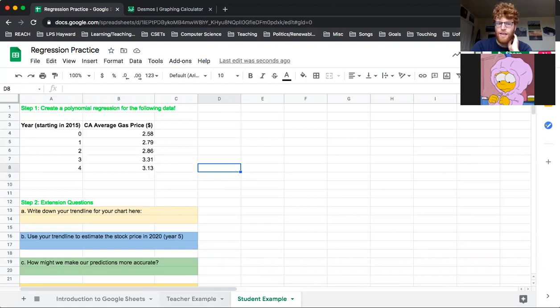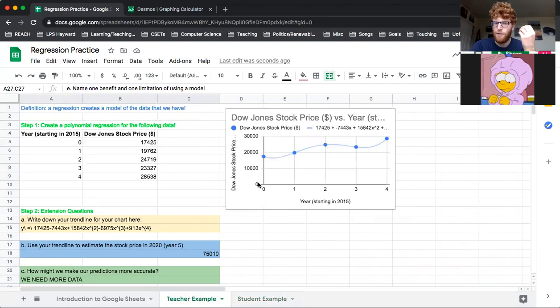And remember, these are important questions to be thinking about. How can we use data? How can we use Google Sheets to make our lives easier? And what are the limitations in doing so?